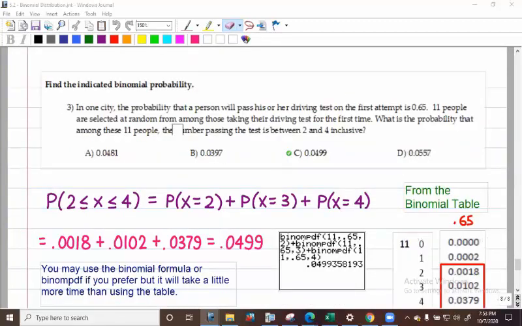Now here's one. Pass driving test, first attempt, 0.65. 11 people are selected at random. What's the probability among these 11 that passing the test is between 2 and 4 inclusive? Inclusive, meaning between 2 and 4. On a test I would probably use the symbols, but inclusive does mean both 2 and 4. So this one's just 2, 3, and 4. So long as we realize that, it's not that difficult.